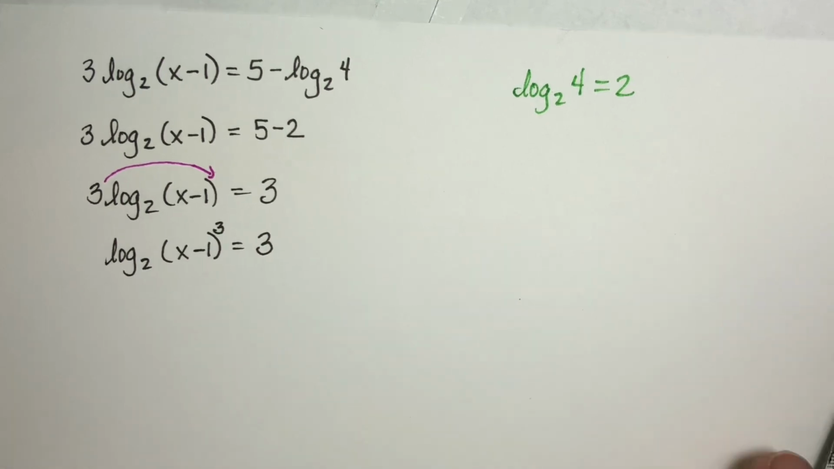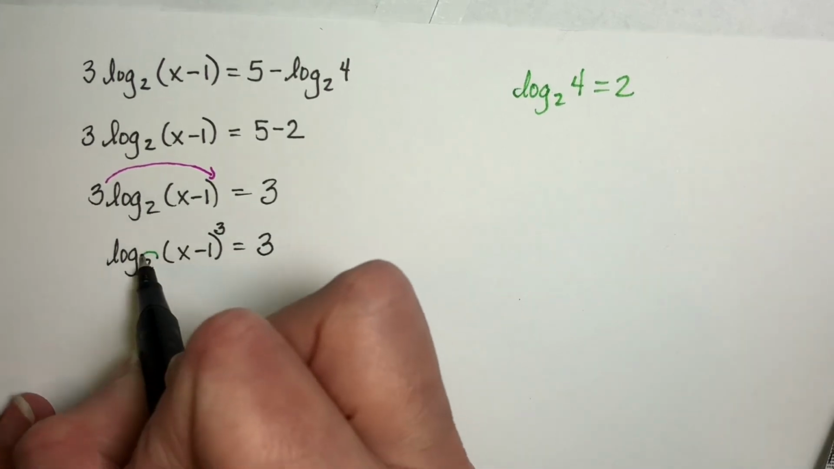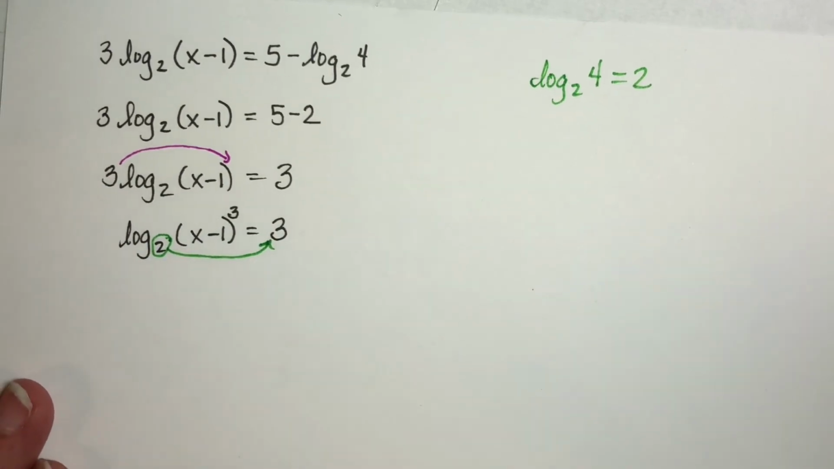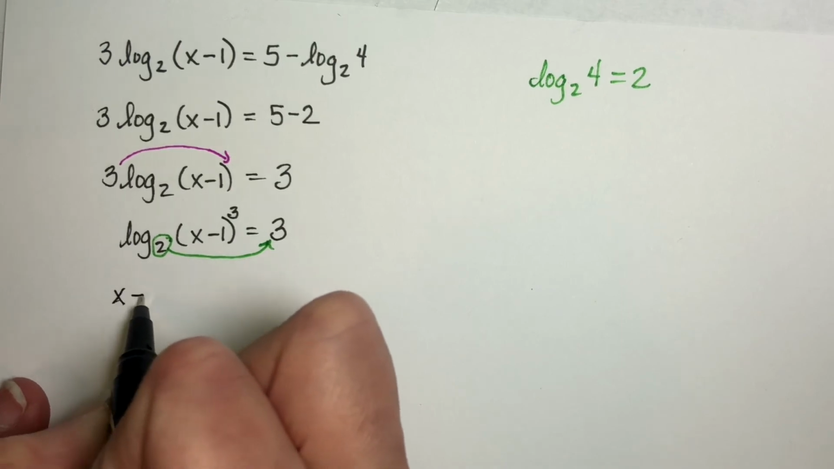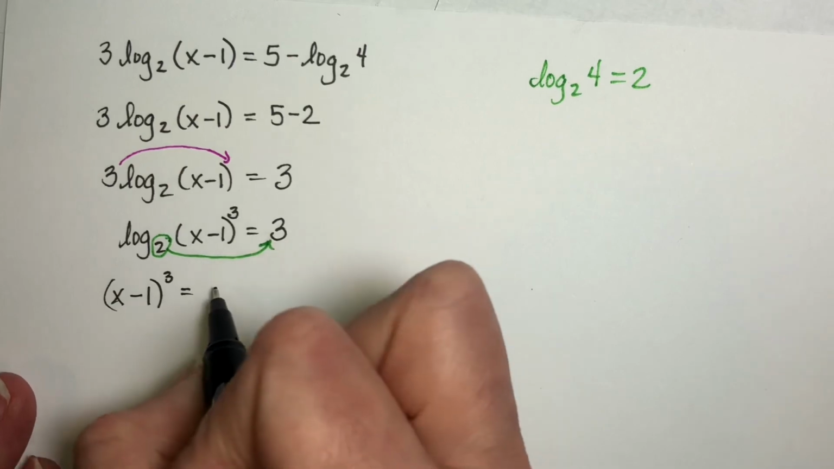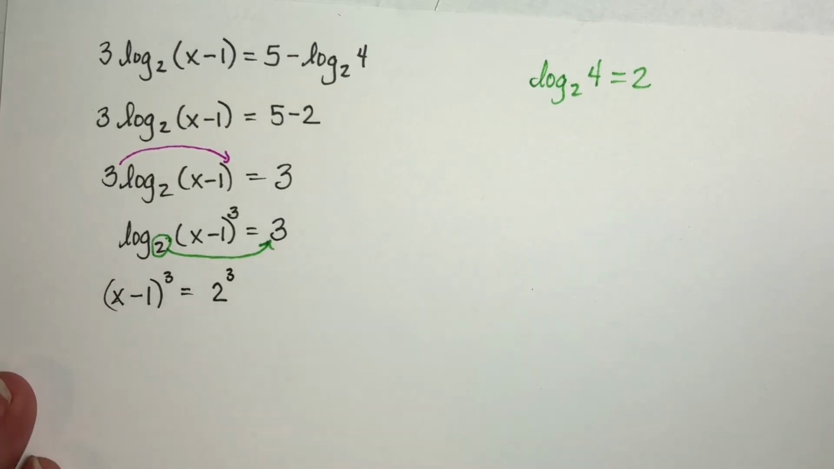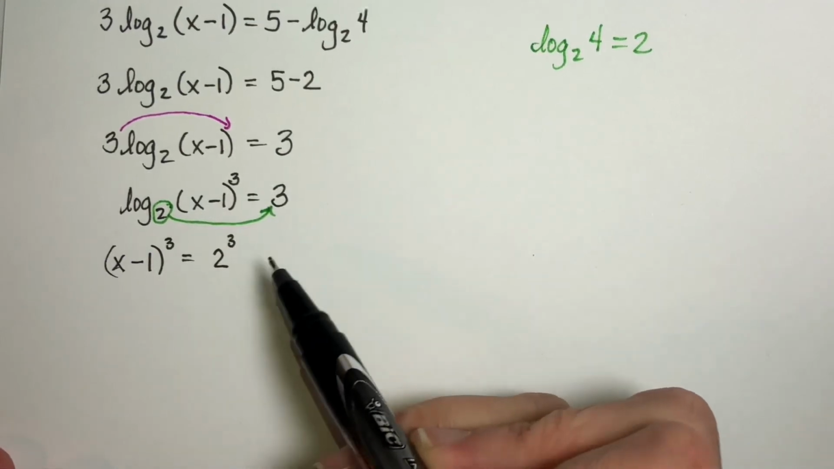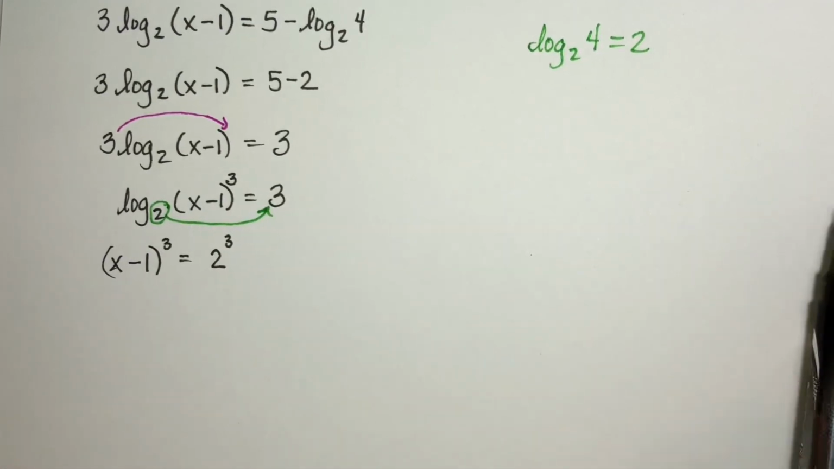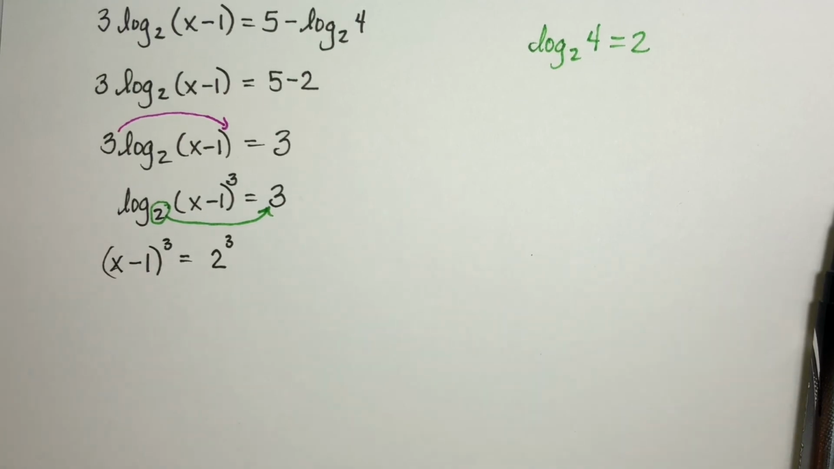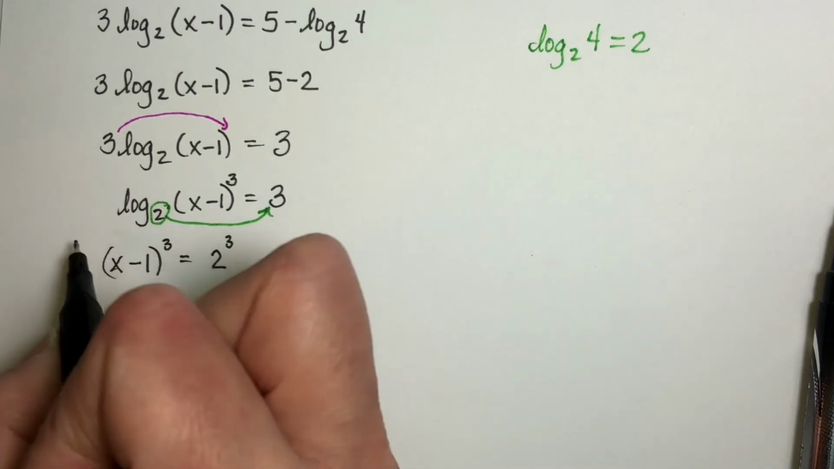I'm going to switch over to exponential form. I'm going to take this and move it over here, and it's going to become 2 to the 3rd power. So I have (x minus 1) cubed is equal to 2 cubed. Now, you could rewrite this as 8, but I'm not going to, because when you have something cubed, just like we take the square root of both sides for the square root property, I'm going to take the cube root of both sides to get rid of this cube.